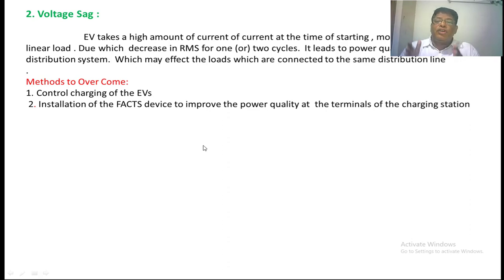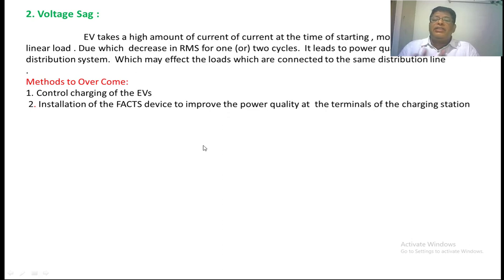Suppose we have one charging station where we have to charge nearly 20 electric vehicles. We should not try to charge all 20 electric vehicles at the same time. We can coordinate so that the current taken by the charging station from the distribution line will decrease. It is not going to affect the voltage. Next, installation of the FACTS device. Already we know the FACTS device is nothing but a Flexible AC Transmission System.